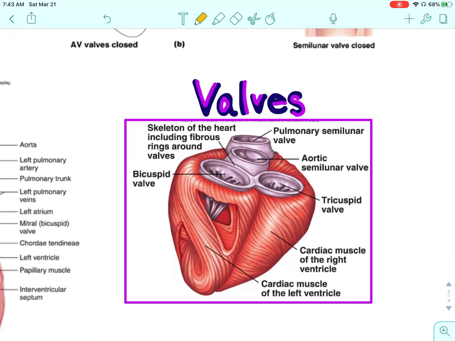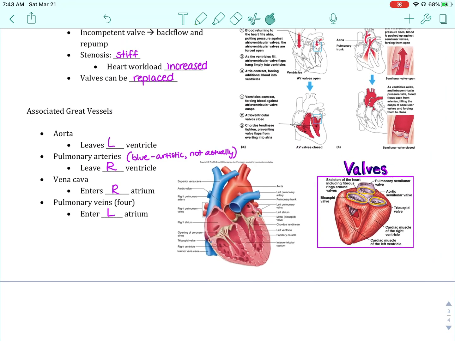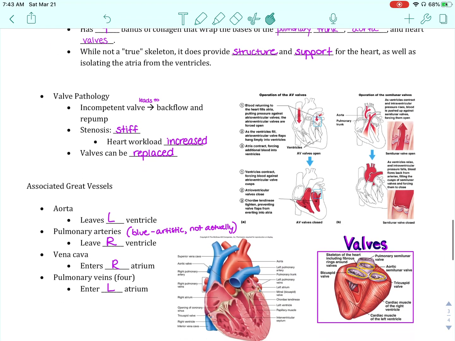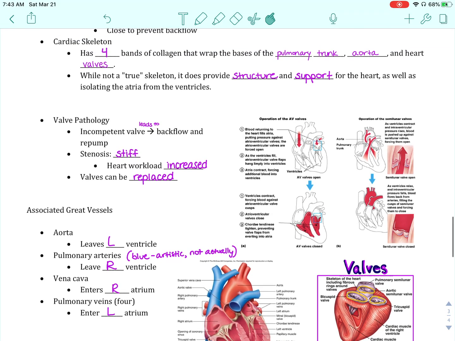Okay, so the cardiac skeleton is like these things, and they help with structure and support because your heart is pumping for your entire life. So you've got to have some type of support and structure for the heart, at least isolating all the different chambers. So that's why we call it the cardiac skeleton.